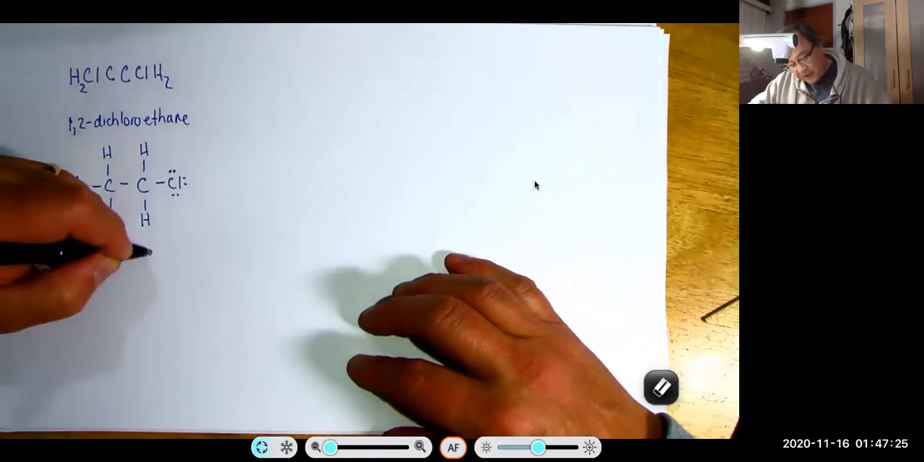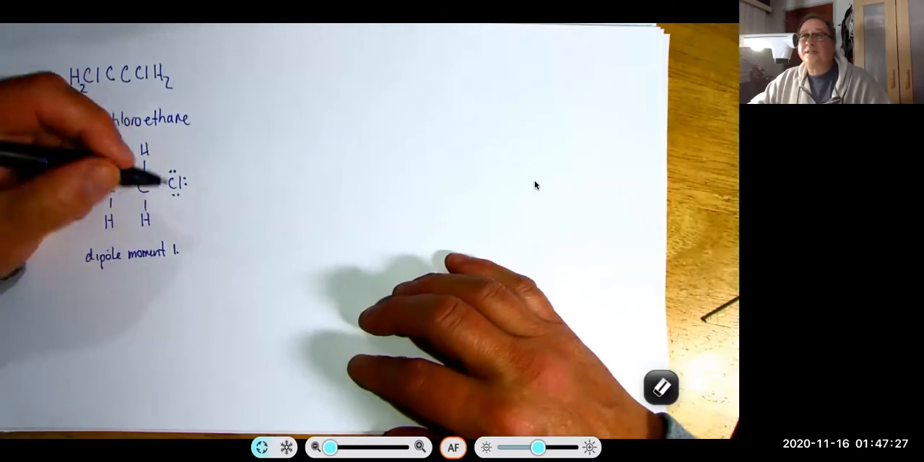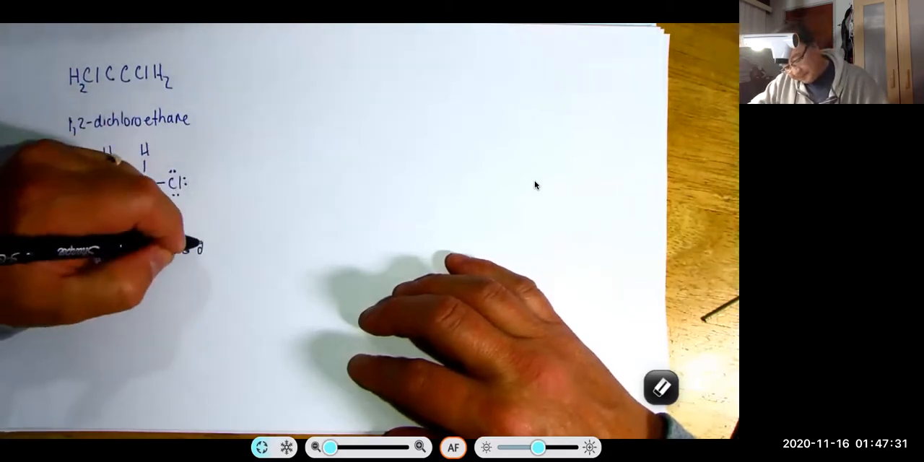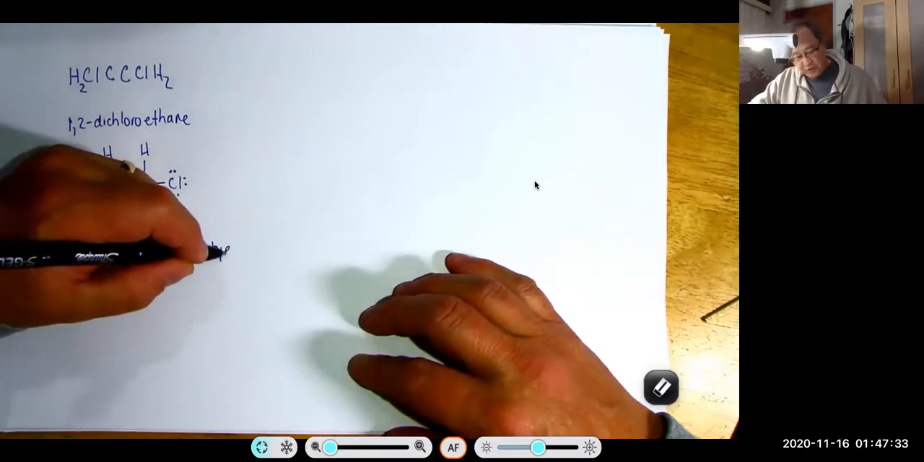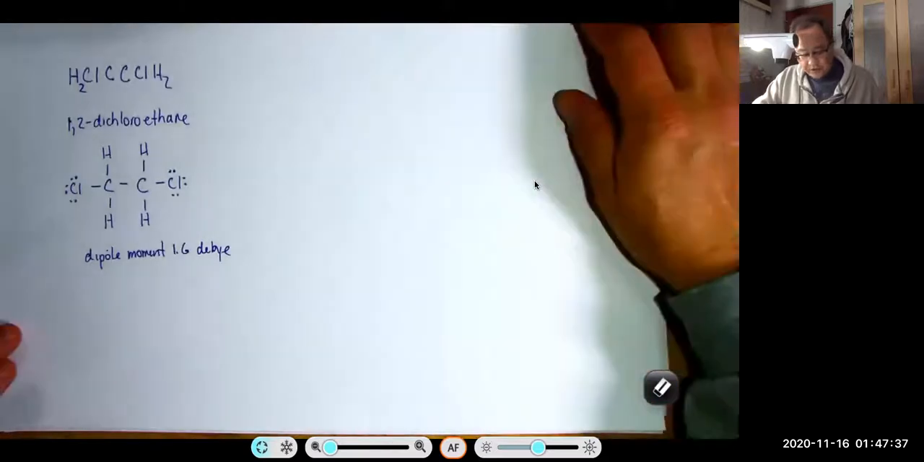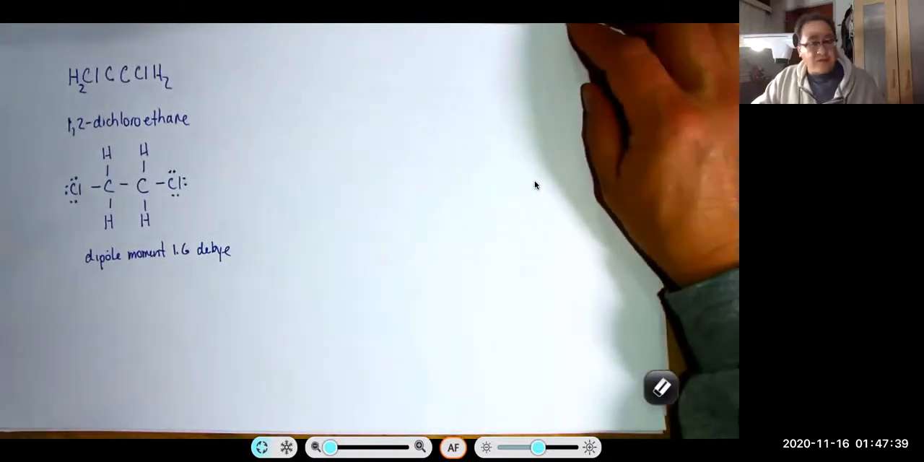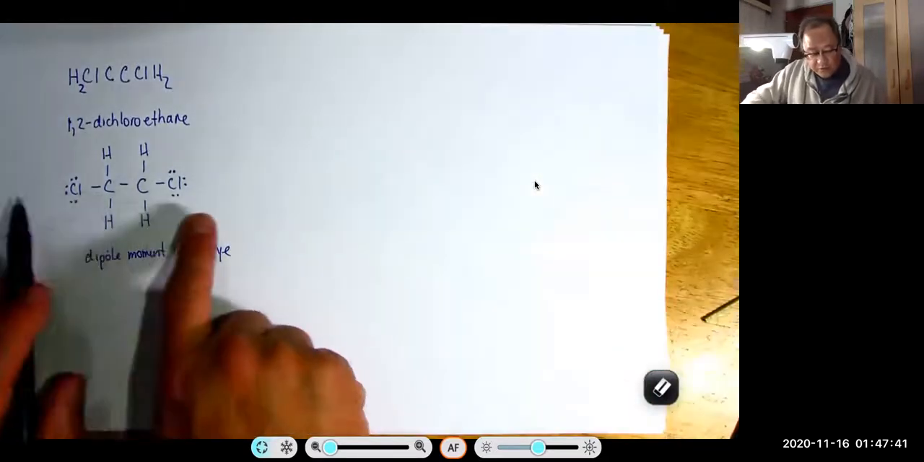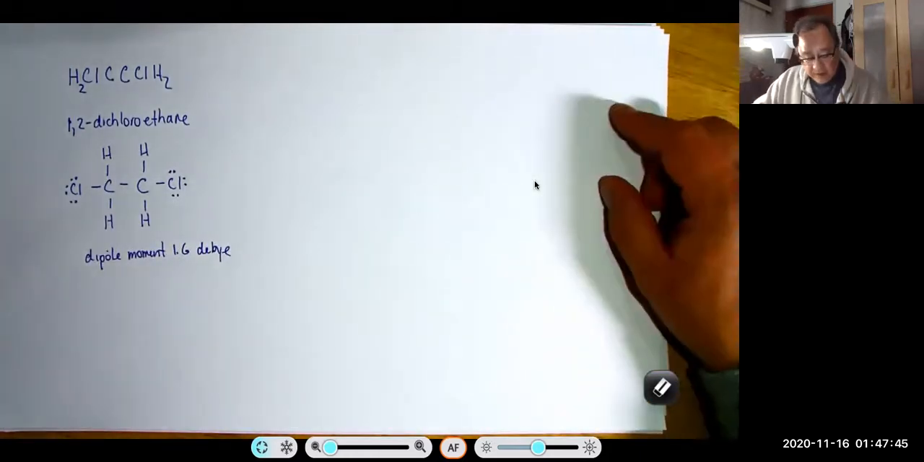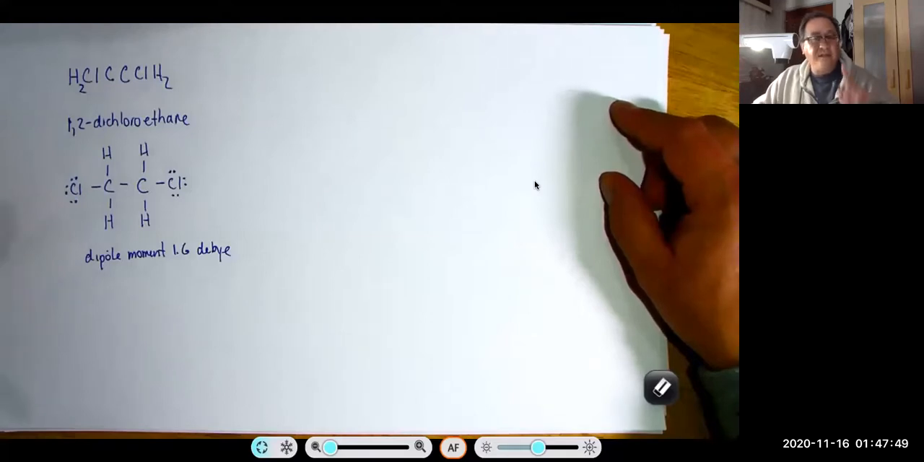The dipole moment is 1.6 debye. So that means when you put this in an electric field, it shows a molecular polarity. Now, the way I've drawn the Lewis structure, you would say, hey, it's nonpolar. But remember, you don't get molecular polarity from the Lewis structure. You get the molecular polarity from the molecular geometry.